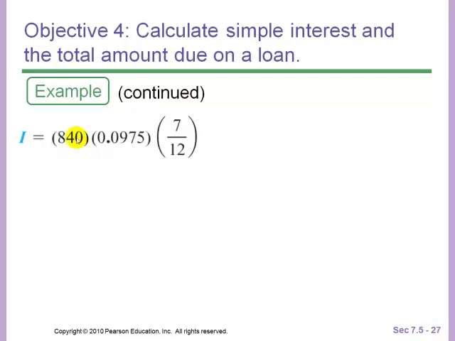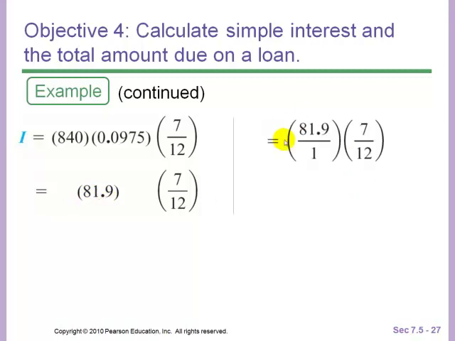Plug this information in. Here's our principal, here's our interest rate written as a decimal, and 7 months is 7/12 of a year. Multiply these two together and we get 81.9. Now when you're multiplying decimals with fractions, remember to write the decimal as a fraction. Go ahead and multiply numerator with numerator, top with top, and denominator with denominator, bottom with bottom, and then do your long division. The other option you could have done is to convert 81.9 to the fraction 819 over 10 and then multiplied.